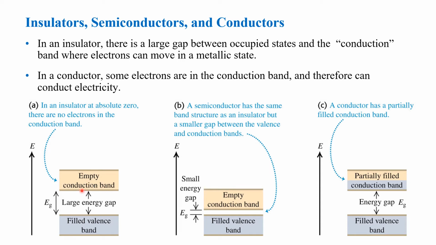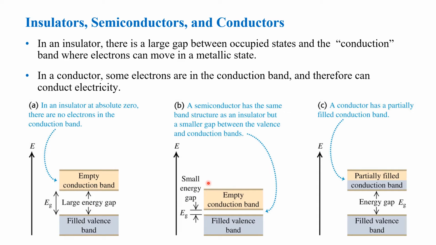And the reason why your insulator does not permit the flow of electricity very easily is because of this large energy gap. Imagine you're an electron here in the valence band, and you want to cross over to this conduction band. It will need very large energy for you to cross from the valence band towards the conduction band because of this very large energy gap.